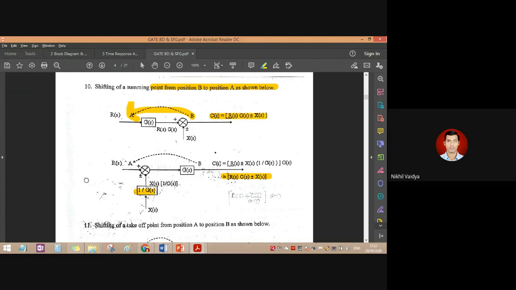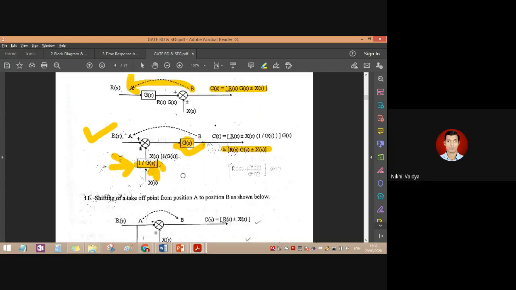So we will not spend much time here. It is very similar to the previous one. When we shift the summing point before the block, then we have to add the reciprocal of the crossed block into that feedback path of the summing block. Okay, into the summing block path, you have to add what? 1 upon G of S. Which block have you crossed? G of S. Next.